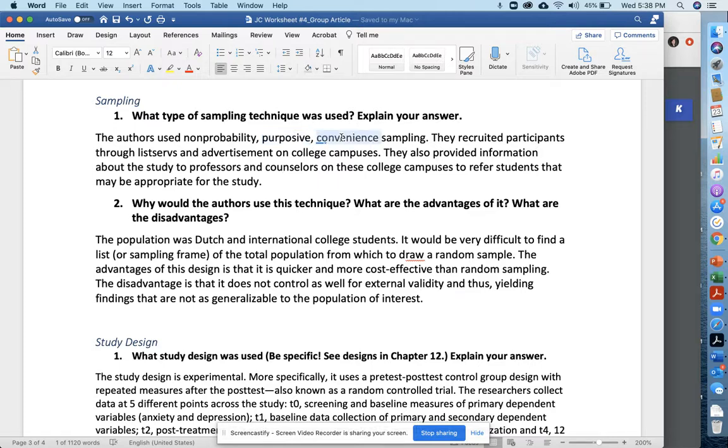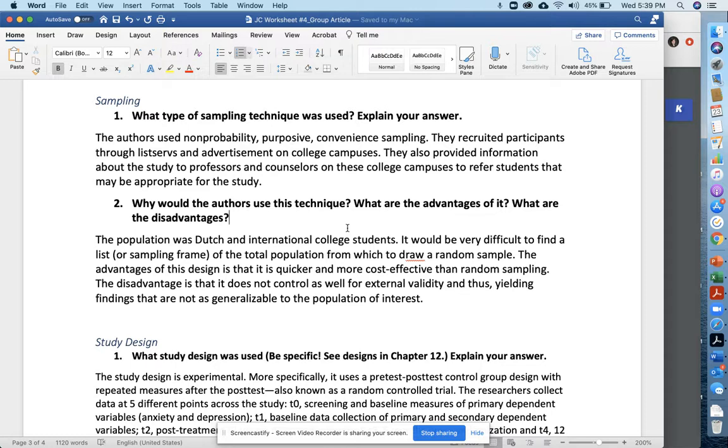And it is a convenient sample because they don't use all college campuses, not even all college campuses in the Netherlands where this was taking place. In one part of the article, they mentioned that there really were two primary sites that they collected this information from. So, this is a convenient sample.